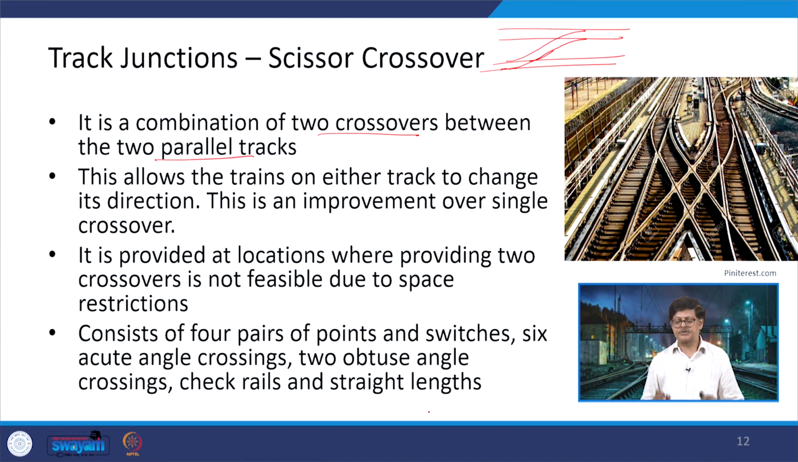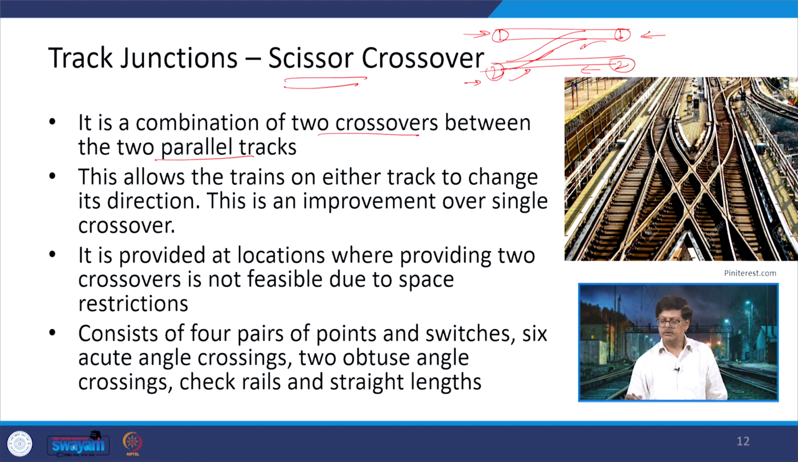But then it was restricting the movement in a sense that if I am on track 1 and this is track 2, I want to go from track 1 to track 2, it is not possible if I am coming from the left hand side, but if I am coming from the right hand side, then the movement is possible. Similarly, when I am on track 2, if I am coming from the left hand side, then the movement is possible to go to track 1, but if I am coming from the right hand side, then I cannot move to track 1. So, the solution here is this scissor crossover.